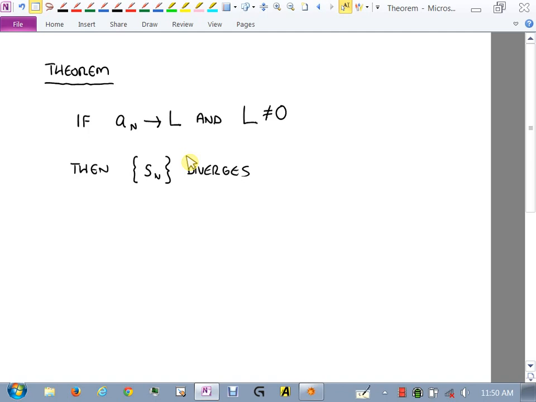All you do is you just say, look, if it goes to a number L, then what's happening is you're adding what would be close to L each time, right? Each time you go out, each one of those is getting closer and closer to L. I'll give you a better example.